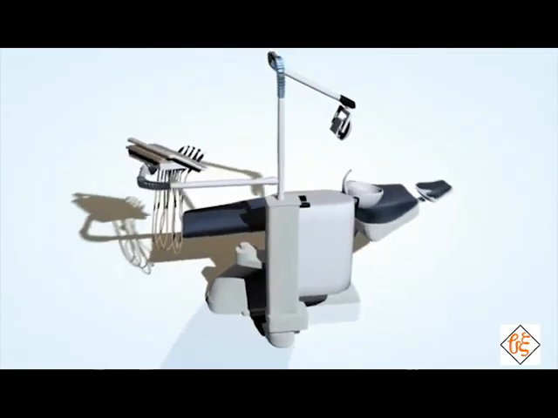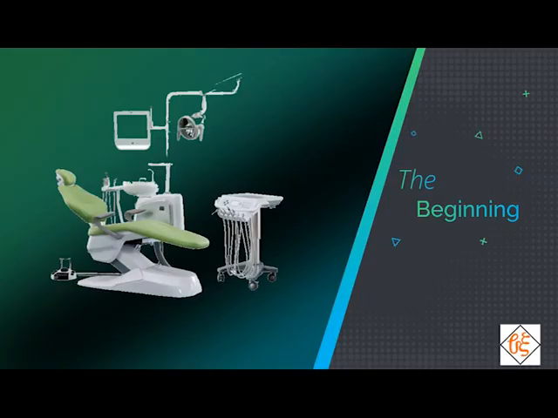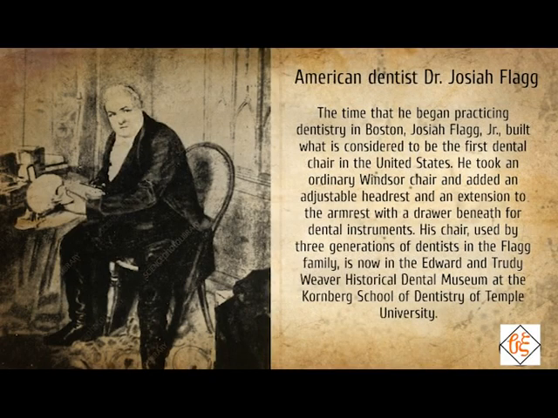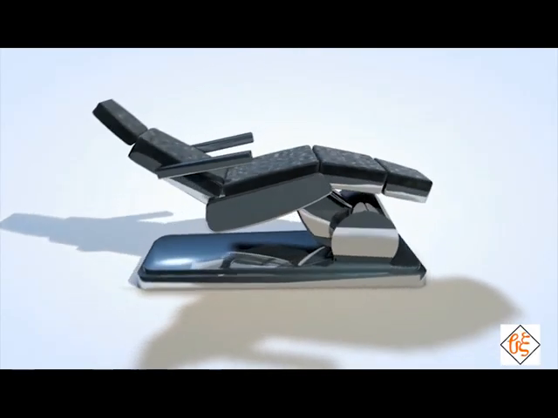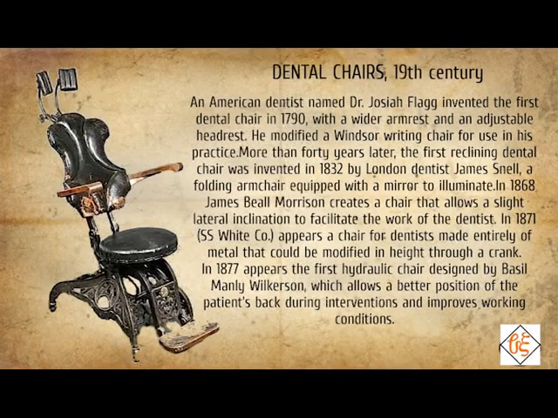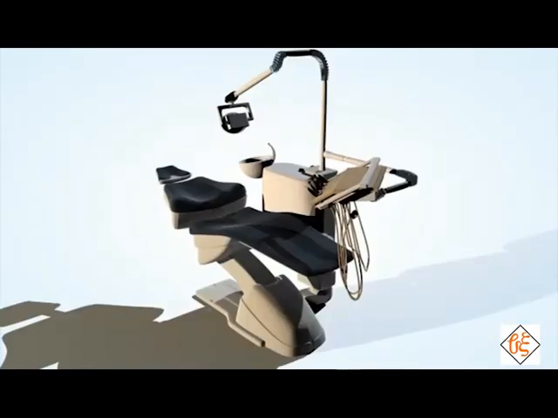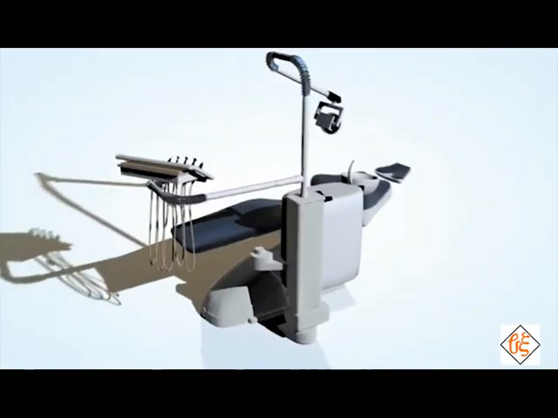In this video, we will look into dental chairs and their components. So where did it all begin? The history dates back to 1970, where an American dentist named Dr. Josiah Flagg invented the first dental chair. He modified a Windsor writing chair for use in his practice. This was a plain wooden chair with a padded headrest with a tray for equipment on the side. Onto the 1950s, Dr. John Naughton invented a dentist chair with an adjustable back, allowing the patient to be in a prone position. The dental chair has been the model for all dental chairs since, with updated variations, of course.